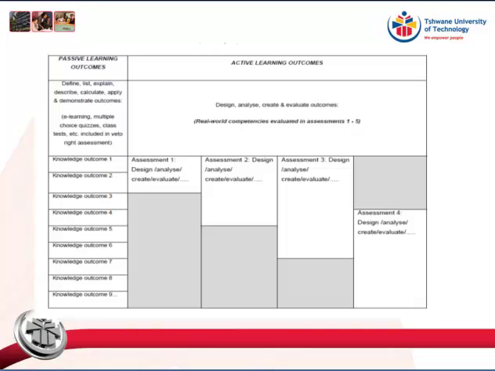To compile an assessment grid, a lecturer carefully considers the contents of his subject. All the knowledge outcomes, those dealing with definitions, lists, explanations, and routine calculations, are sequentially listed in the passive learning outcomes column. Note that to demonstrate the real-world competency, that is to design, analyze, create, or evaluate something, you need certain knowledge outcomes.